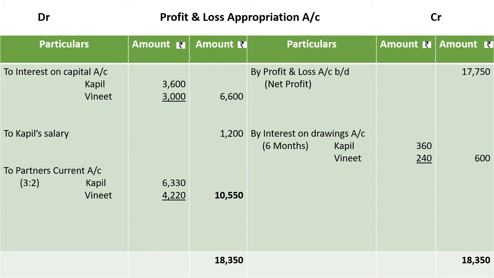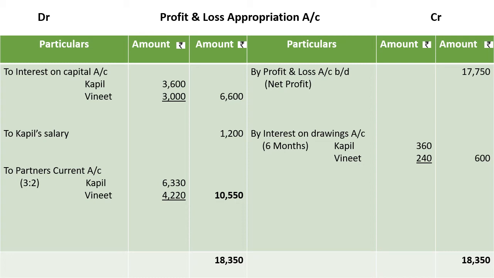Now look at the credit side. Interest on drawings. We have to calculate interest on drawings from the drawings amount of partners at 6%. But here no date is given, so we can take average period 6 months. So when you calculate 6% from their drawings, it will be Kapil 360 and Vinit 240. So total interest on drawings will be 600.